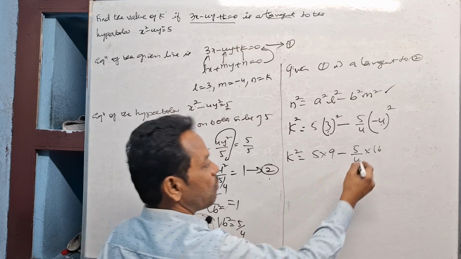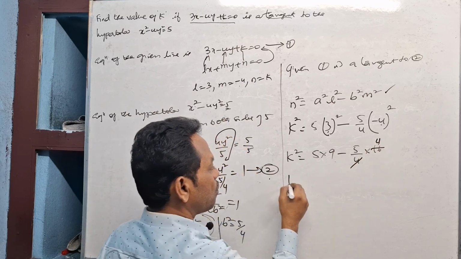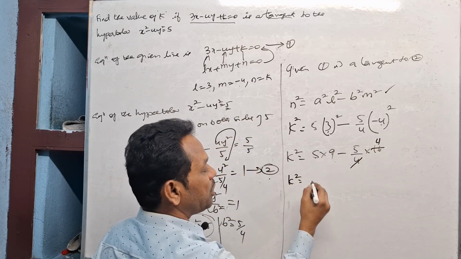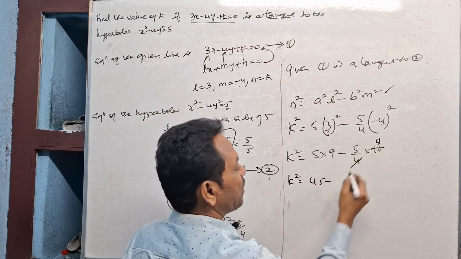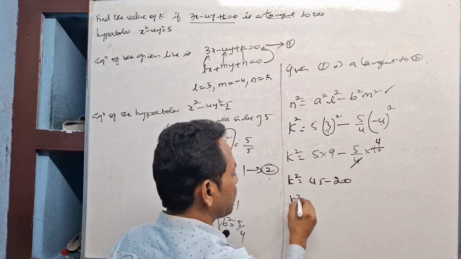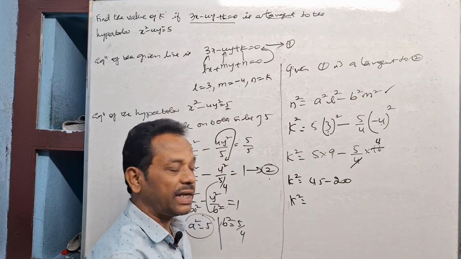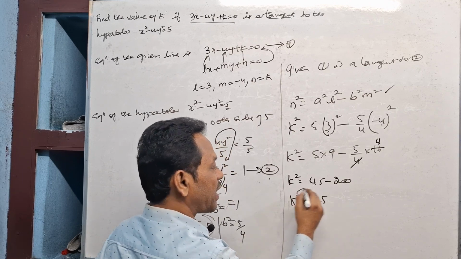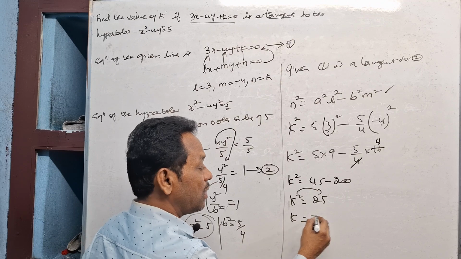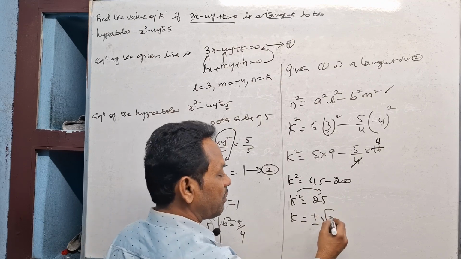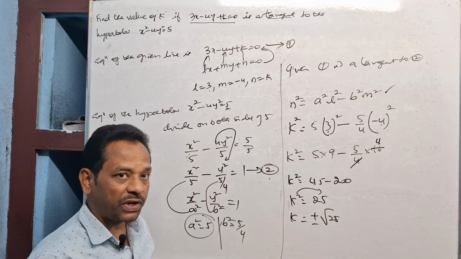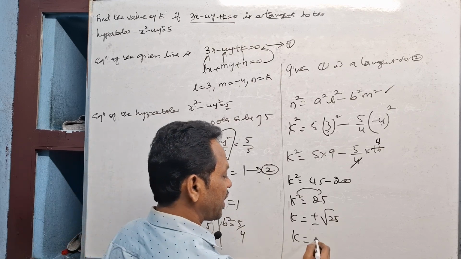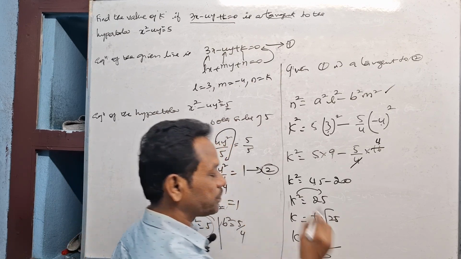Okay, so 4 ones are 4, 4 fours are 16. So k square equal to 9 into 5 is 45 minus 5 into 4 is 20. So k square equal to 45 minus 20 is 25. Now the square is shifted to that side, so k equal to plus or minus square root of 25. The square root of 25 is 5, so the value of k is plus or minus 5.